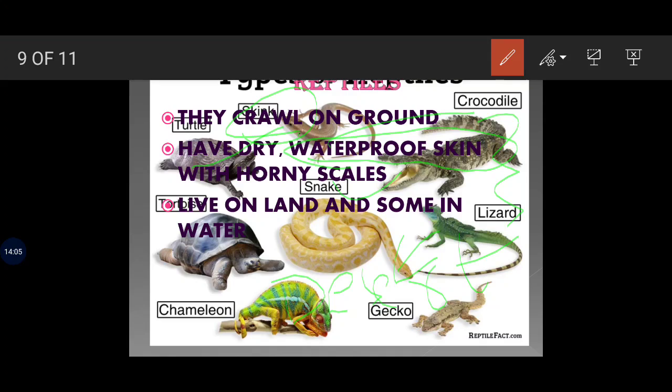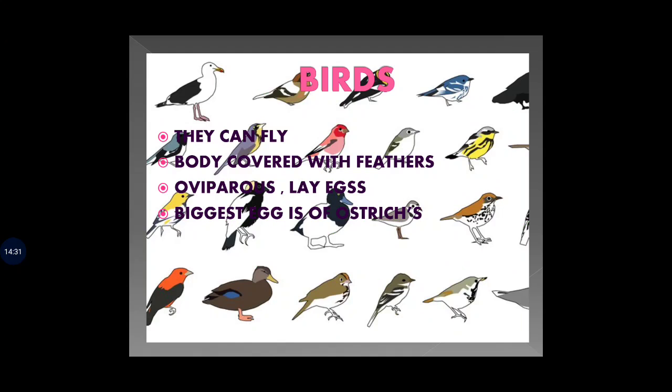They usually live on land, and some may live on both land and in water, like crocodile and tortoise. For laying eggs and all, they go to water. But most of their life they spend on the land. That's why they are not categorized under the amphibians, but they come under the reptiles. And after reptiles, it is about the birds.